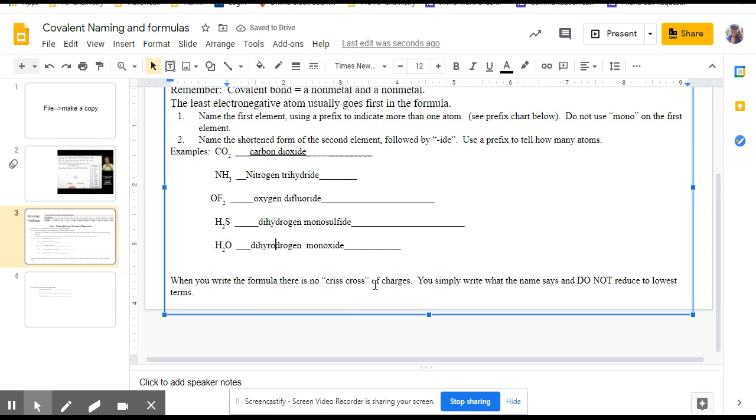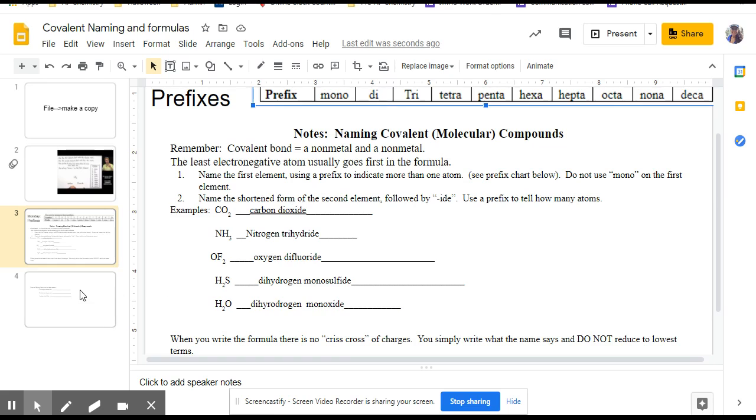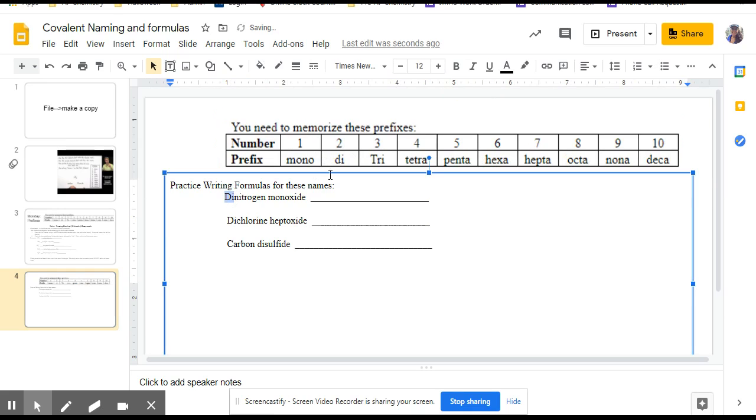Now, when we're writing the formula, there's no crisscrossing of charges. You simply write what the name says and do not reduce to the lowest terms. So for example, if we have dinitrogen monoxide, I'm going to bring this picture back down for this next slide so that we can refer to it. So we have dinitrogen, so 2. So we have N and then little 2. Just a little hint, you can always push control, comma, and it makes a little subscript for you. And then we're going to go back to normal. Monoxide meaning 1 oxygen. So N2O.